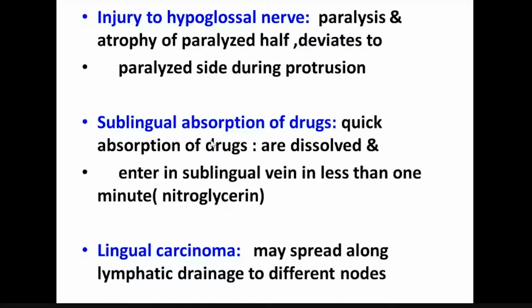Injury to the hypoglossal nerve is very, very rare because the hypoglossal is deep. But if there is injury to the hypoglossal nerve, this means paralysis of all muscles of one side of the tongue except the palatoglossus. And then the tongue will be deviated to the unparalyzed side during protrusion.